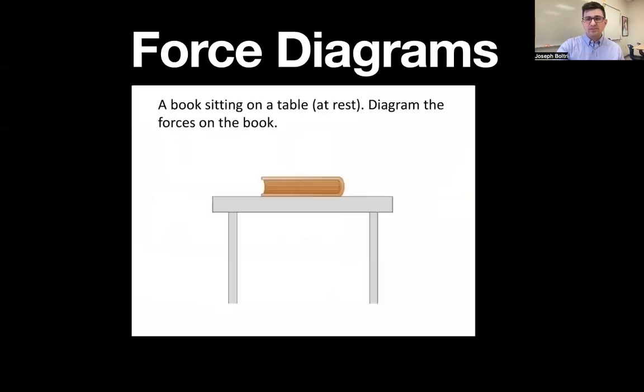To dive right into it, we're going to start with a pretty simple example of a book which is at rest on a table. Because it's at rest, we know it's maintaining a constant velocity of 0 meters per second. Because it's maintaining a constant velocity, by Newton's first law, we know that the forces must be balanced. So let's draw a force diagram where the forces on the book are balanced.